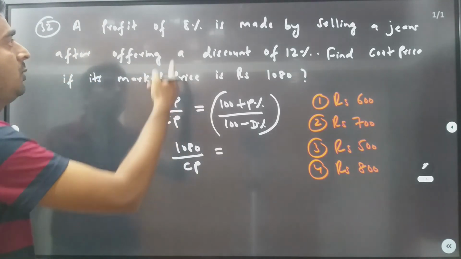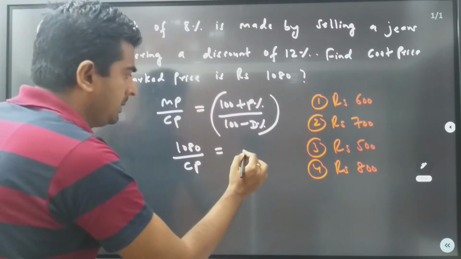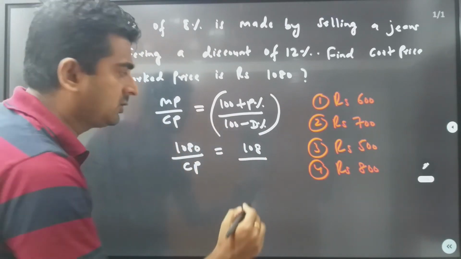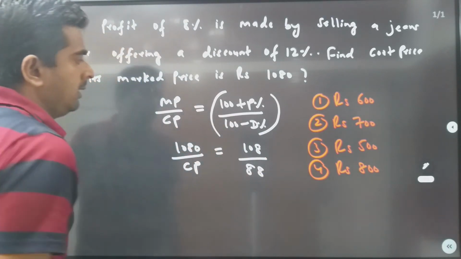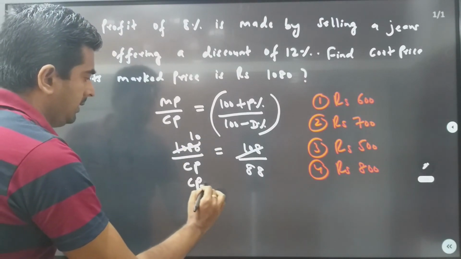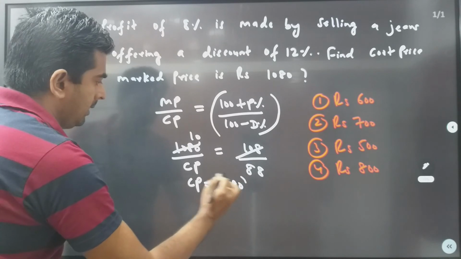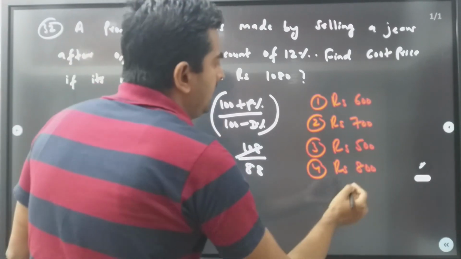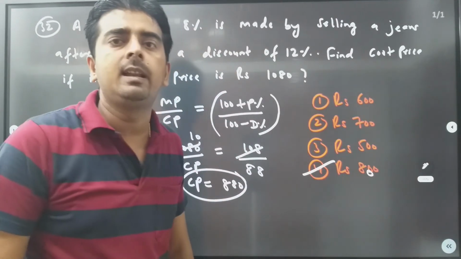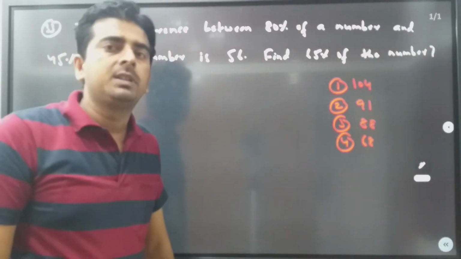And profit percent is how much? 8%. So 100 plus 8 how much? 108. Discount is how much? 12%. So 100 minus 12? 88. This is 10 times. So CP is 88 into 10, 880. Just change this option. So my answer is the fourth option. 880 is the answer.